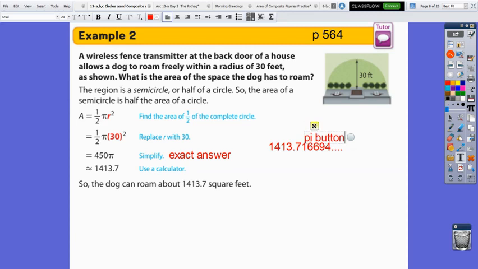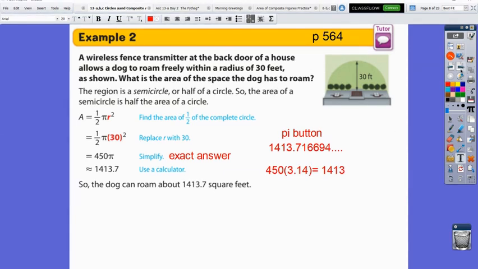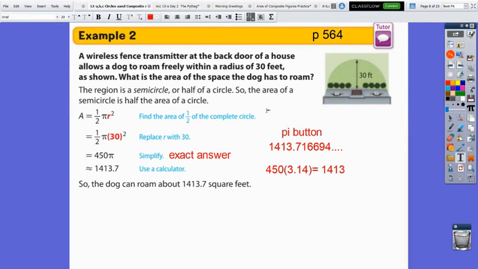And some calculators have pi buttons in different places if you can't find yours. If you do not have the pi button, then you just multiply by 3.14. So 450 times 3.14 equals 1413. So you see, depending on what you use for pi, you can end up with a little bit different answer. Most worksheets that you do, where you have to match the answer, are going to tell you to use 3.14 for pi because they can't assume that everyone's calculators have a pi button.